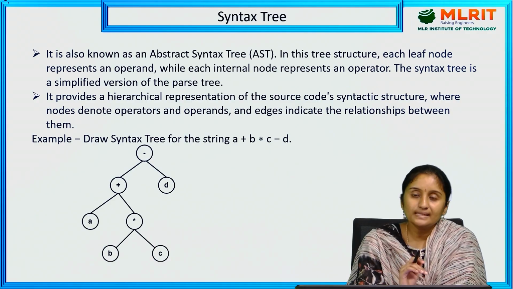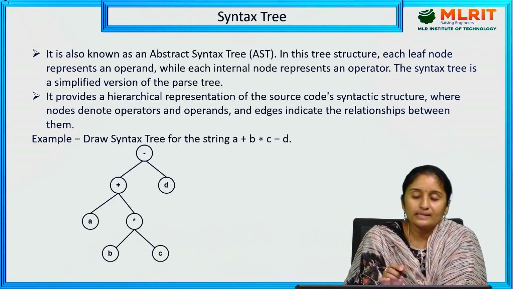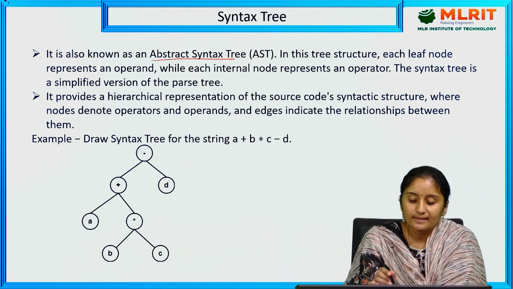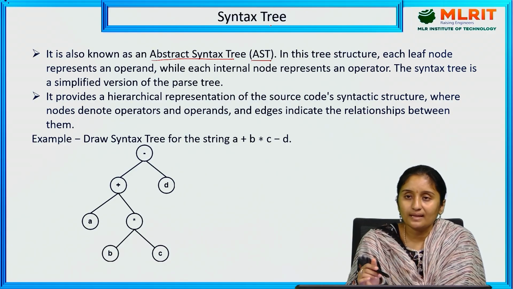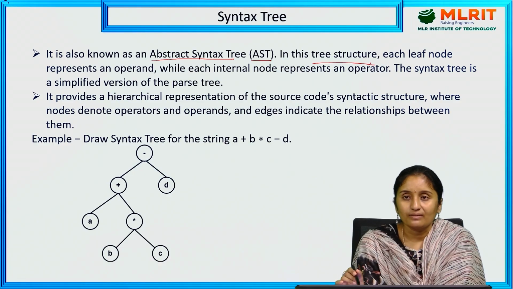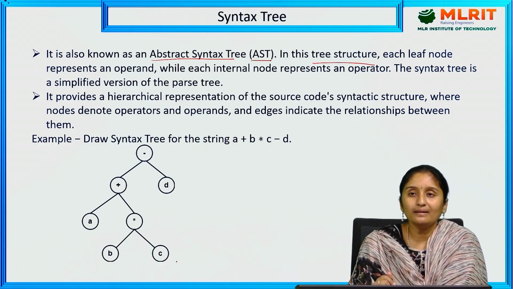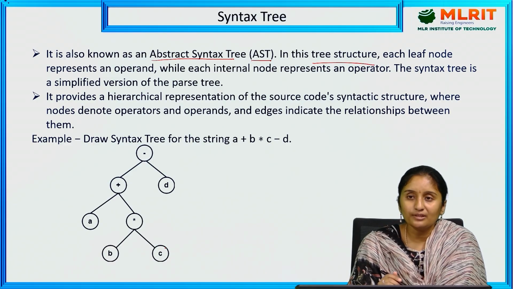The next one is the syntax tree. We can also call this syntax tree an abstract syntax tree, or AST for short. The name itself tells us it is a tree structure, a hierarchical representation. We are going to represent it in a hierarchical form, nothing but tree form.